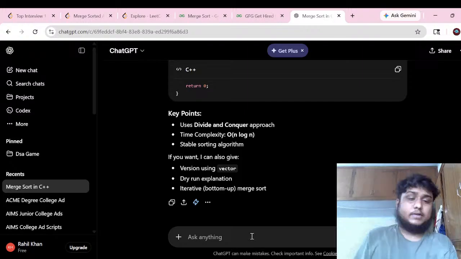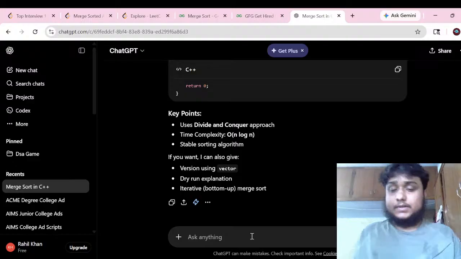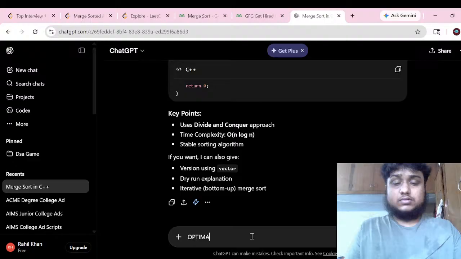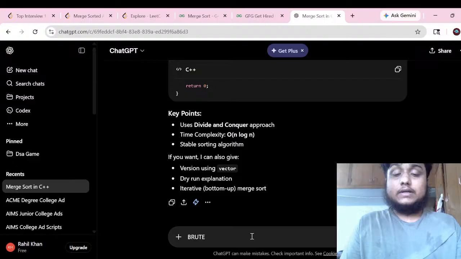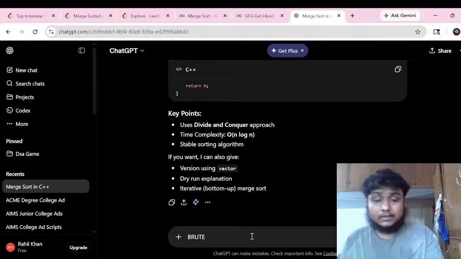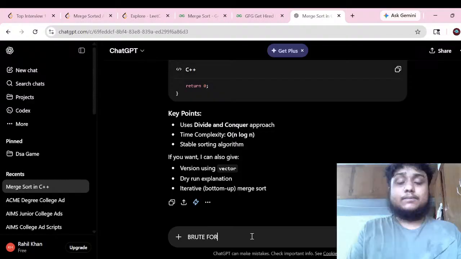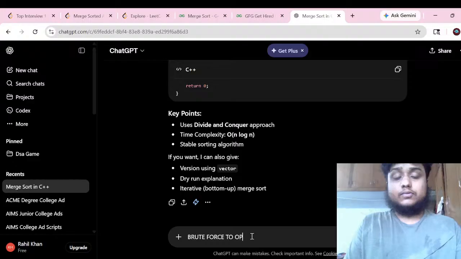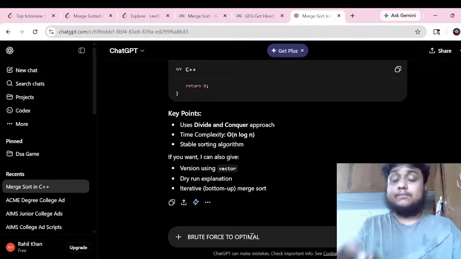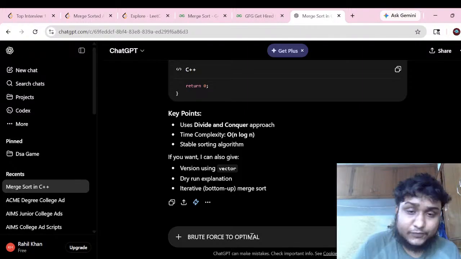भाई ऑप्टिमल अप्रोच बता भाई. आई वांट एन ऑप्टिमल अप्रोच. Because we have to give the clear explanation from brute force to optimal to the interviewers. So we require the brute force also to optimal approach. It's important, and the main thing is we have to explain our code.